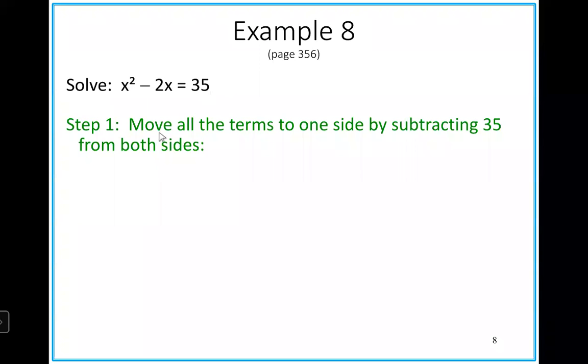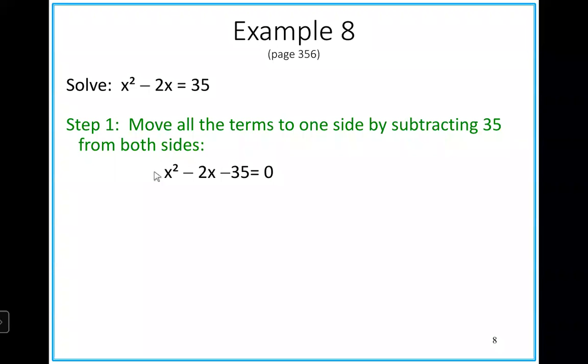So what we could do, it says step 1 is to move all terms to one side by subtracting 35 from both sides, but you could move 35 to the left-hand side. And so if you move the 35 to the left-hand side, it becomes minus 35. So x squared minus 2x minus 35 equals 0.